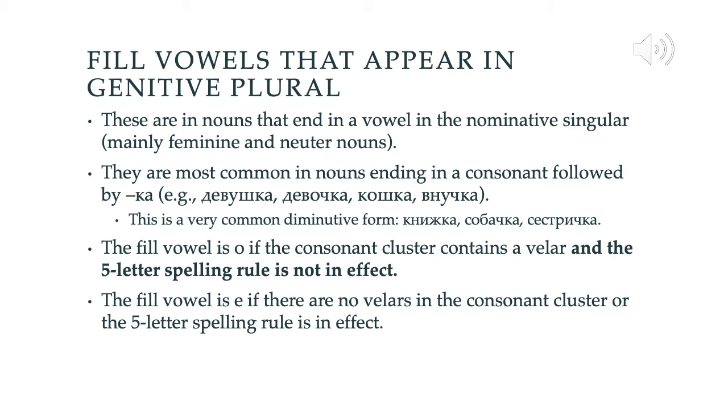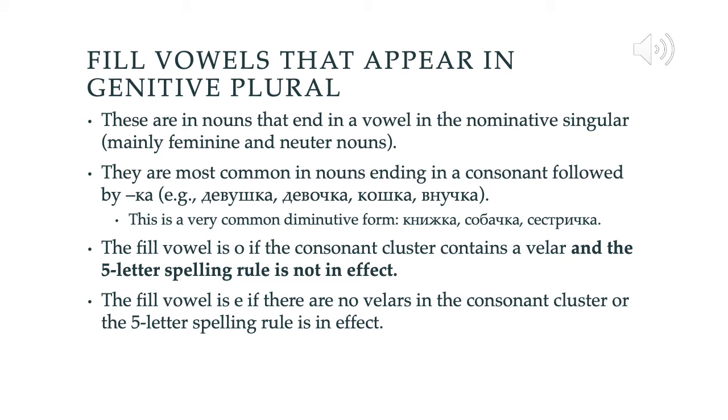And now let's look at fill vowels that appear in the genitive plurals. They only appear when we remove that final vowel in the word and we end up with a consonant cluster. And these are going to be nouns that end in a vowel in the nominative singular, so they're going to be mainly feminine and neuter nouns. And they are most likely to be nouns ending in a consonant followed by ka. For example, dievushka, dievochka, koshka, vnuchka.